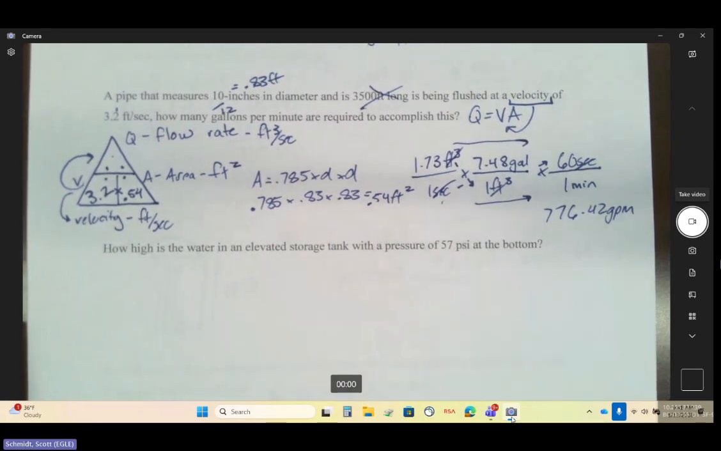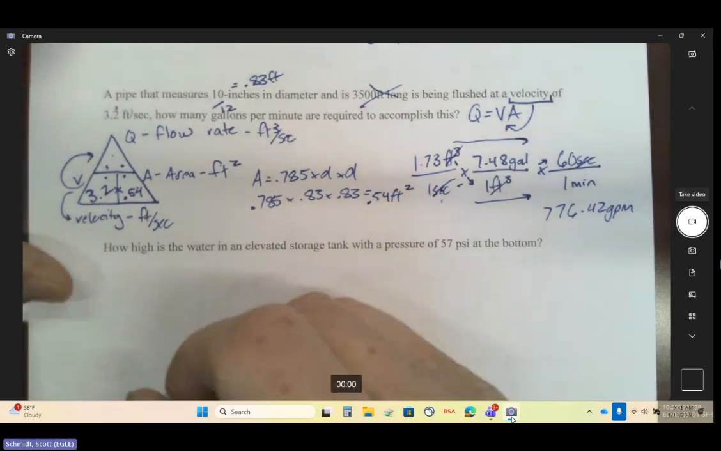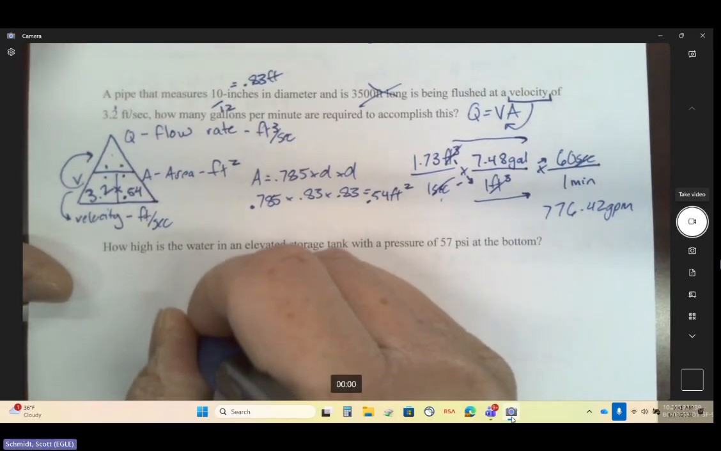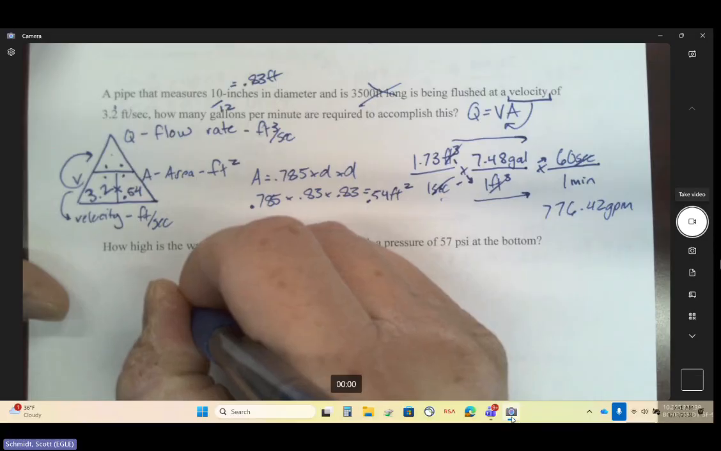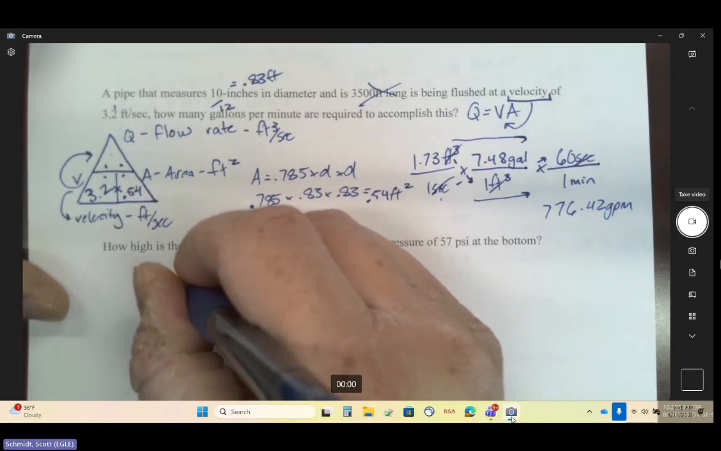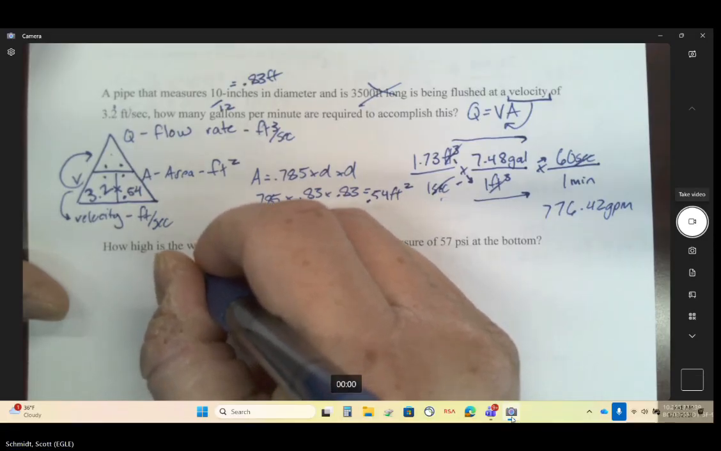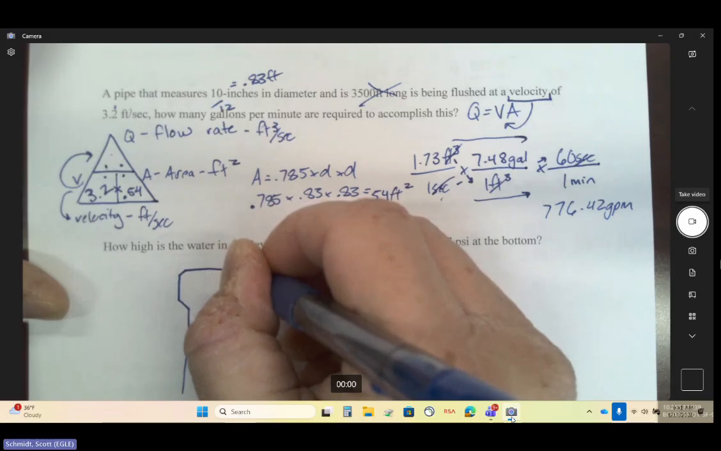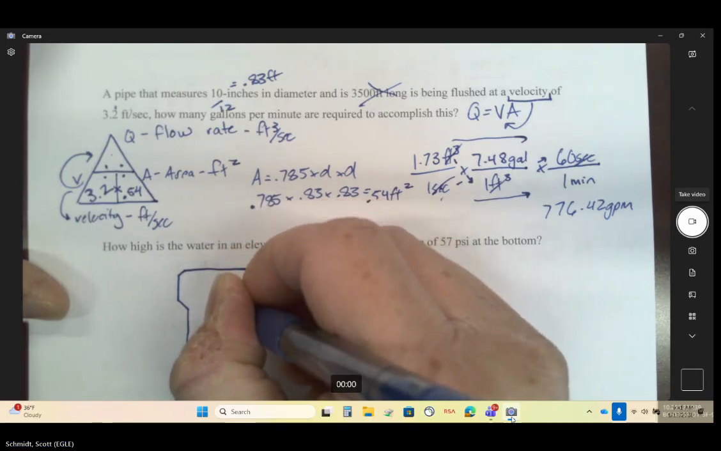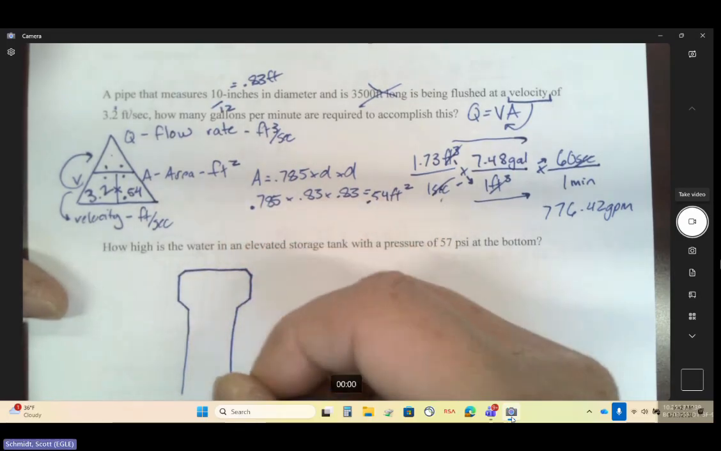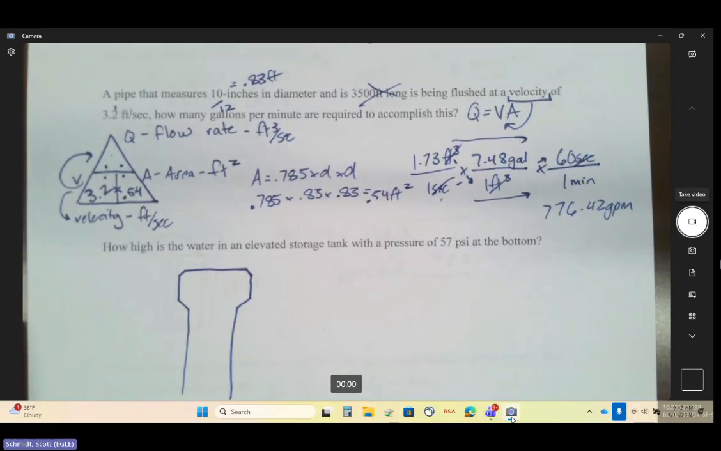Now the next one is another hydraulics one. How high is the water in an elevated storage tank if the pressure is 57? So again, I'll try to make this like the new ones I've been seeing. A lot of the new water tanks look like this. They're mostly flat on the top. Saginaw's got one like this. Lansing's got one like this. Waterford or Livonia too. Yeah, these are the new styles of them.